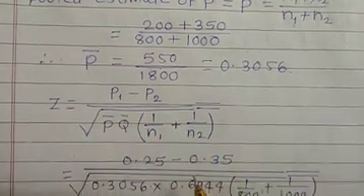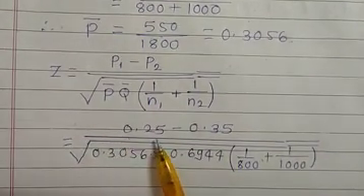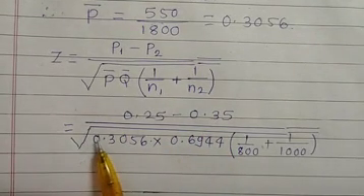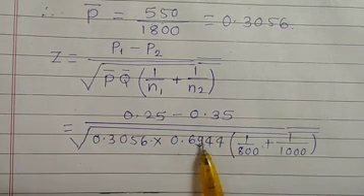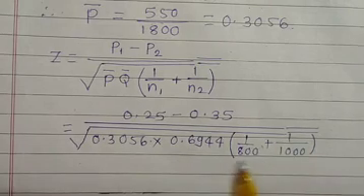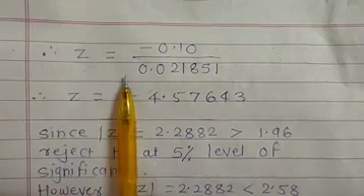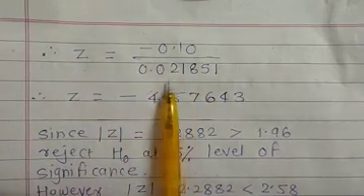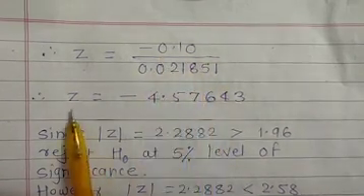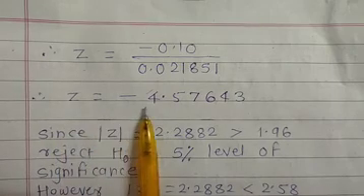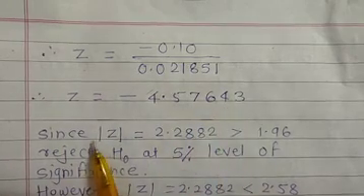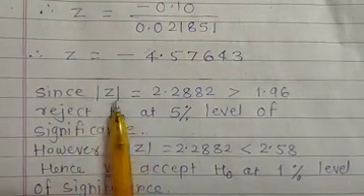Now Z is equal to (p1 - p2) upon root of P bar into Q bar into (1/n1 + 1/n2). So p1 is 0.25 minus p2 is 0.35 upon root of 0.3056 into 0.6944 into (1/800 + 1/1000). Now we are going to solve this. Therefore Z is equal to -0.10 upon 0.21851. If we divide, we get Z is equal to -0.57643.